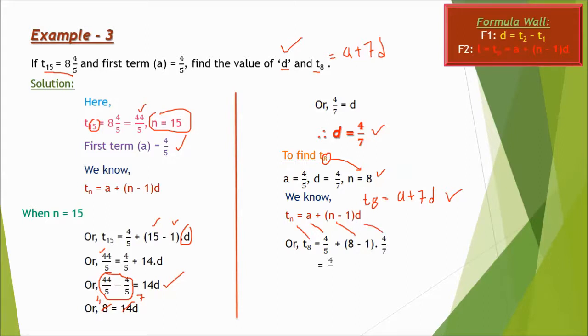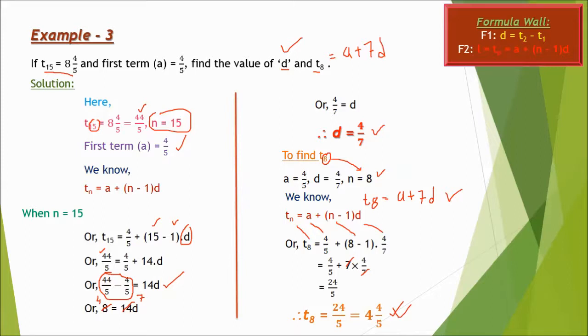Now you can use your calculator: 4 by 5 plus 7 into 4 by 7. We can cancel 7 and 7, and now the sum total will be 24 by 5. That's the T8. T8 is equal to 24 by 5. In mixed fraction we can also write that as 4 4 by 5. This is our answer.